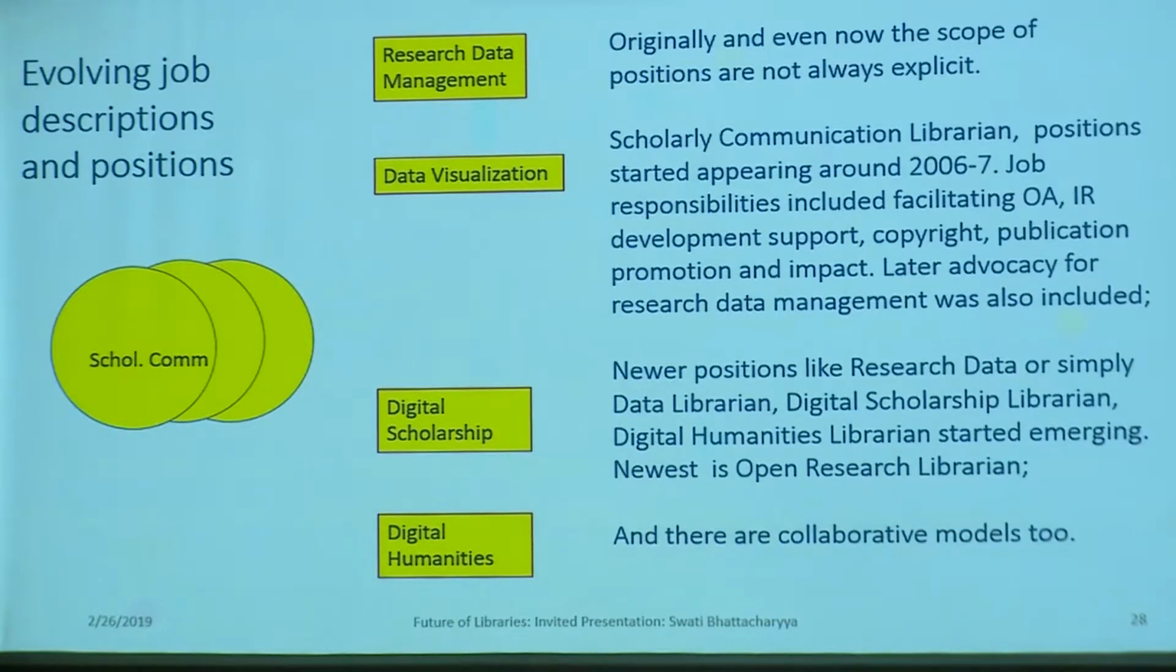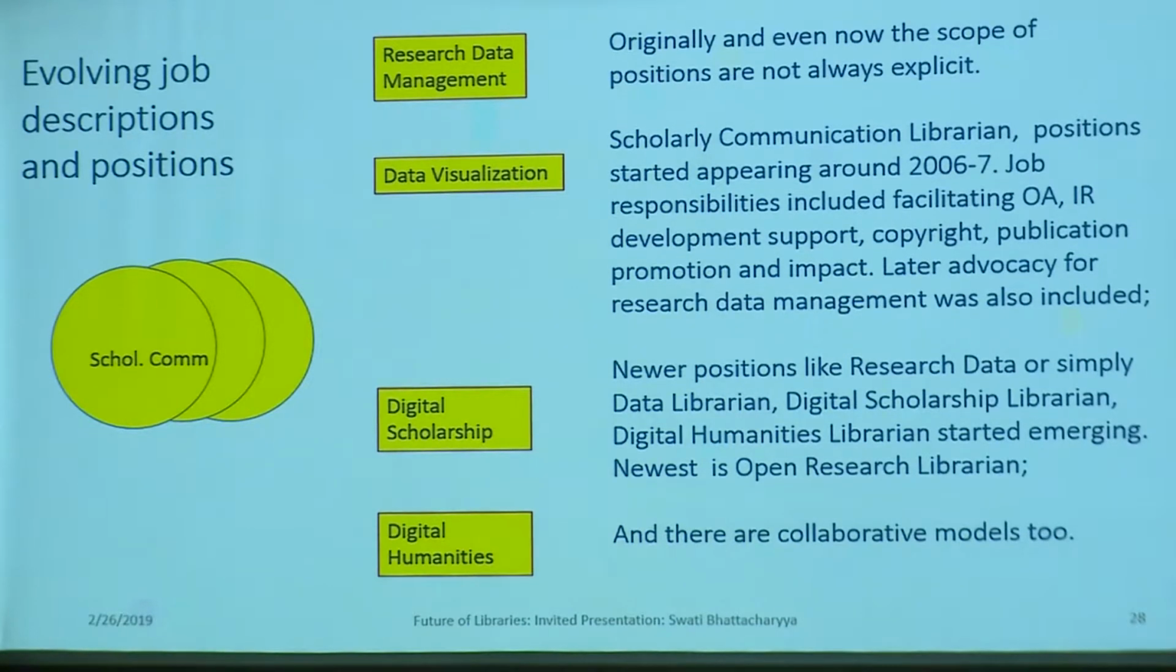So what is happening, whether there is a name or not, originally and even now, the scope of the positions: sometimes they are specific positions, sometimes they are distributed. But by the year 2005 or 6, job positions like scholarly communication started coming in both Europe and the US. And it continued for many years and then started gradually diversifying.